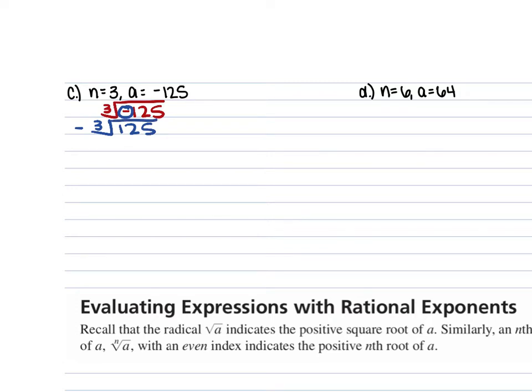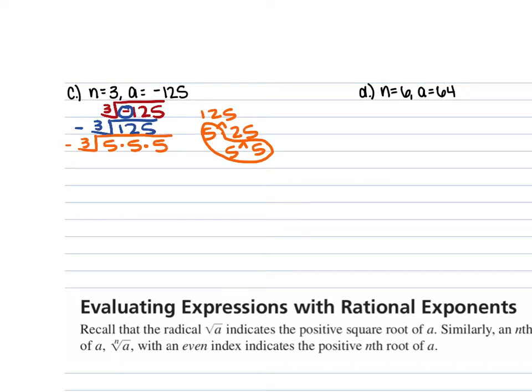So from here, I'm going to take the prime factorization of that 125. The 125 is 5 times 25. The 25 is 5 times 5. All of those 5s are prime numbers, so my prime factorization of 125 is 5 times 5 times 5. So I'm going to rewrite this as the opposite of the cube root of 5 times 5 times 5.